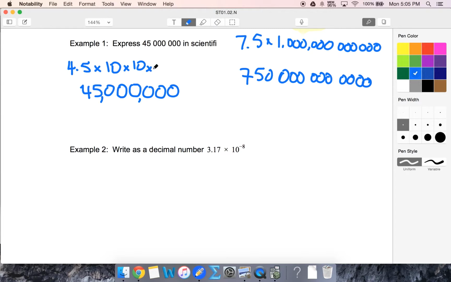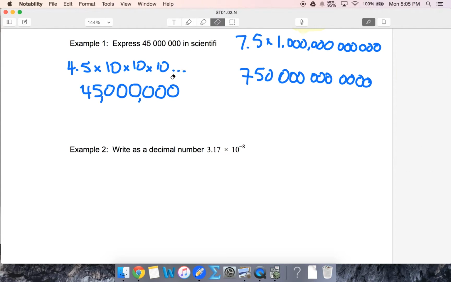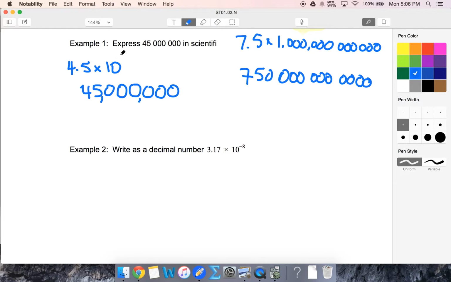Well, of course I could just keep writing out all these 10s, but that's going to be a lot to get down to 7. So I'm going to use my scientific notation. I'm going to use my powers of exponents to help me. So I'm going to multiply by 10 to the 7th power. All right, so that's going into scientific notation or into standard form.